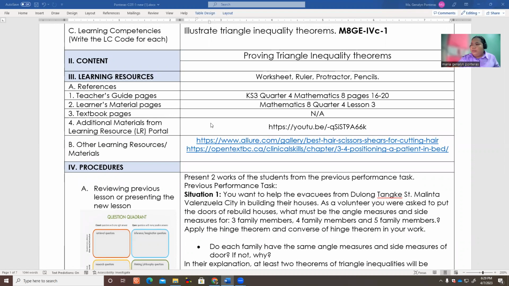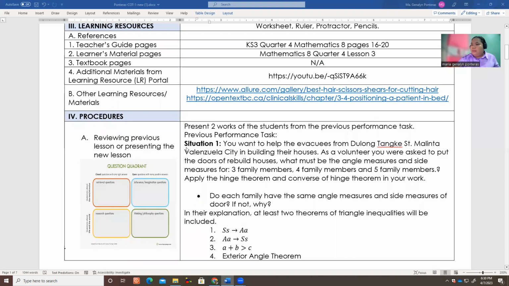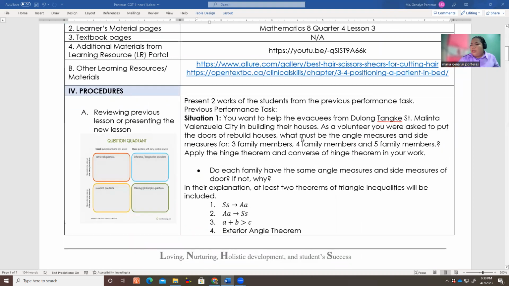But before that, let me share with you the classroom observation tools that I used last school year, from 2020 to 2021 and 2021 to 2022. So this is the lesson plan that I made based on the previous RPMS tool. In the first part is the review of the previous lesson.